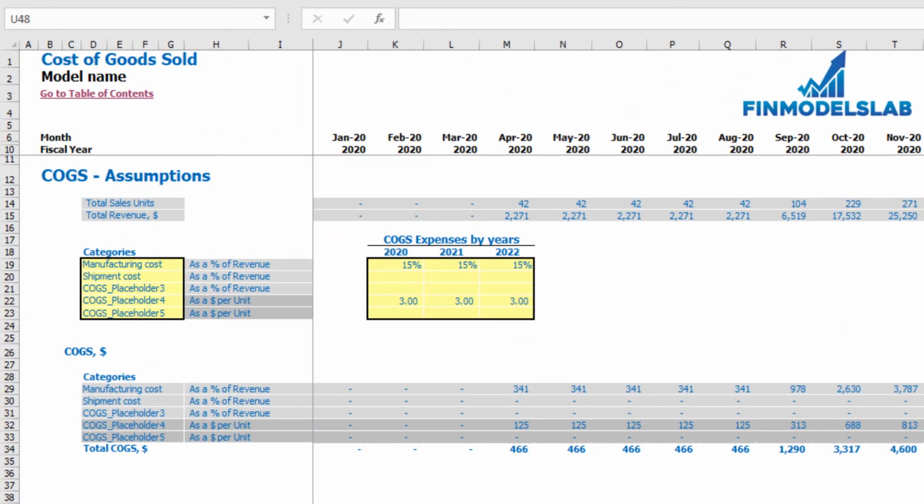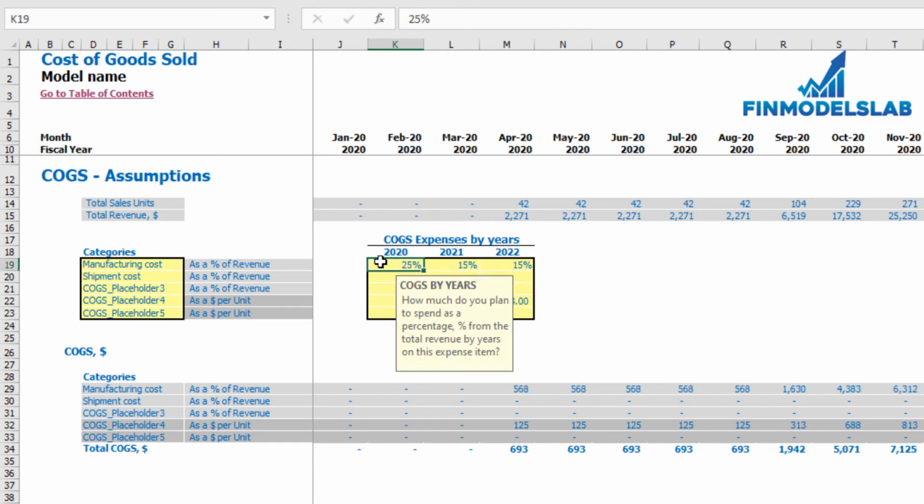On the COGS tab, you have up to 5 different components of your COGS and 2 ways of how to predict or forecast it. So we have 2 options to forecast COGS: as a percentage of revenue or as dollars per unit. Let me give you a couple of examples. For example, manufacturing cost will be 25% of your revenue.